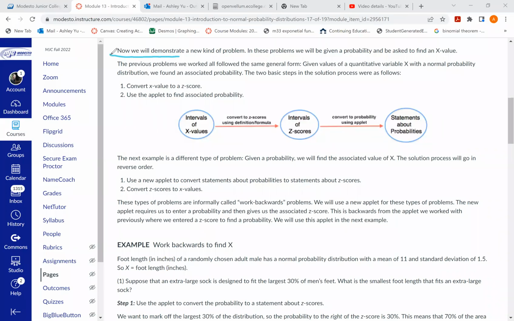Now we'll demonstrate a new kind of problem. In these problems, we will be given a probability and be asked to find an x value. It's kind of the opposite of before. They'd say for the foot length, what's the probability that someone would have a foot length of greater than 13 inches? Well, now they're saying, how large would someone's foot have to be for the probability of their foot being that length to be 12% or something like that?